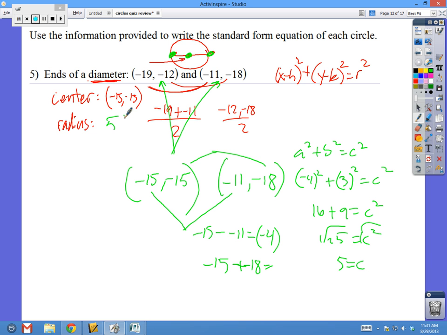Okay, if your radius is 5 and your center is (−15, −15), your circle is going to be (x − h), which is x minus −15, squared. That's a plus, two minus signs make a plus. Plus (y minus −15) squared equals 5 squared. There you go. That is the hardest problem on the whole test. Let's do one more.